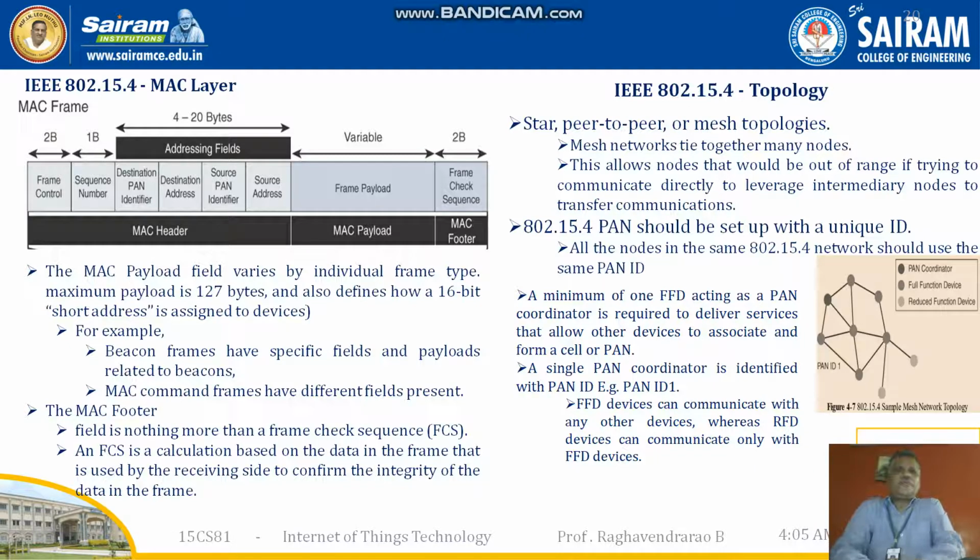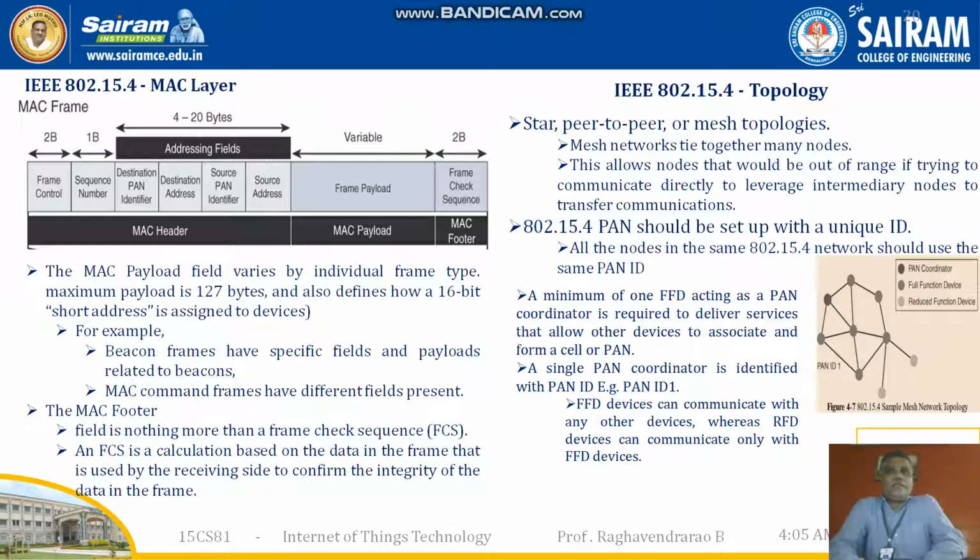Now again, the MAC payload field varies by individual frame types, with a maximum payload of 127 bytes, and also depends on how the 16-bit short address is assigned to the devices. Here you can see that beacon frames have specific fields and payloads related to the beacons. MAC command frames have different fields present here. The MAC footer is going to be there, that is the frame check sequence.